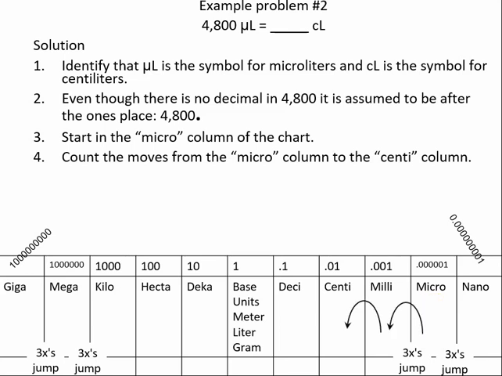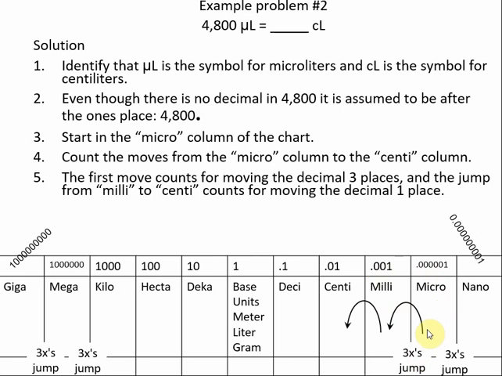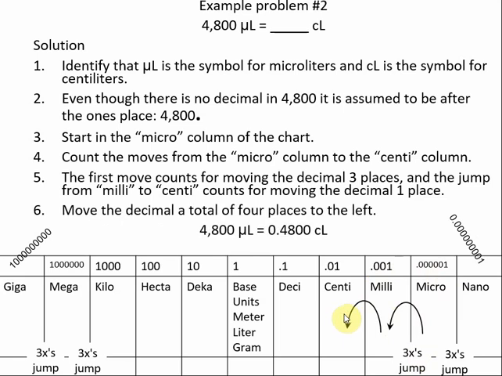You'll notice here, from micro to milli crosses this line that says it's a 3 times jump. That's because milli is 1,000th of something, and micro is 1,000,000th of something. So we have to move the decimal place 3 times there. And then, when we go from milli to centi, it's just 1 place. So altogether, we've moved the decimal a total of 4 places to the left: 3 times for going from micro to milli, and once for going from milli to centi. So we move the decimal place to the left 4 places. We have 0.4800 centiliters.